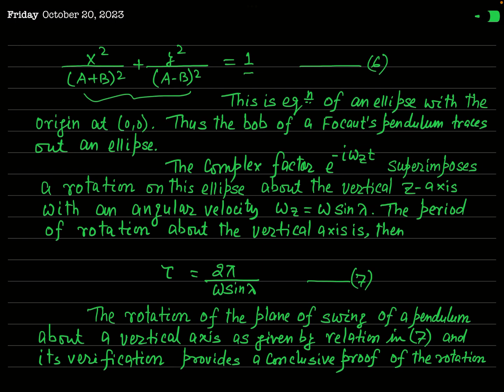And so you can say that the bob of this Foucault pendulum traces out an ellipse, and the origin of that ellipse is at the point 0, 0, or you can say at the center of the ellipse. Okay. So one part of the problem has been explained or proved. In the first part we have to prove that the bob will trace out an ellipse. So this result shows that the bob of this Foucault pendulum describes an ellipse with the origin at 0, 0. Okay.